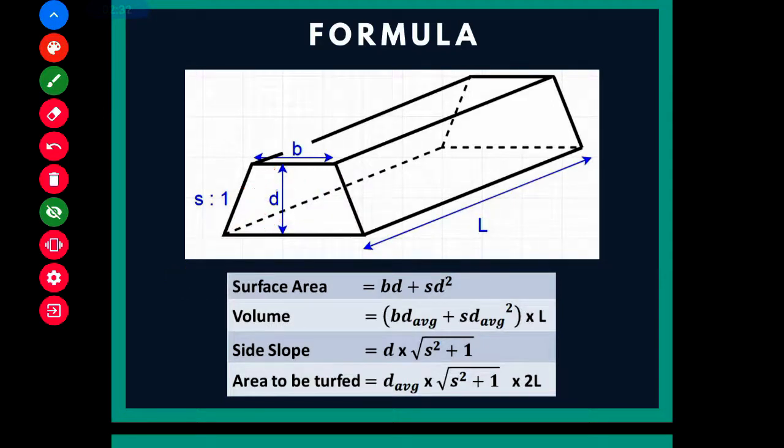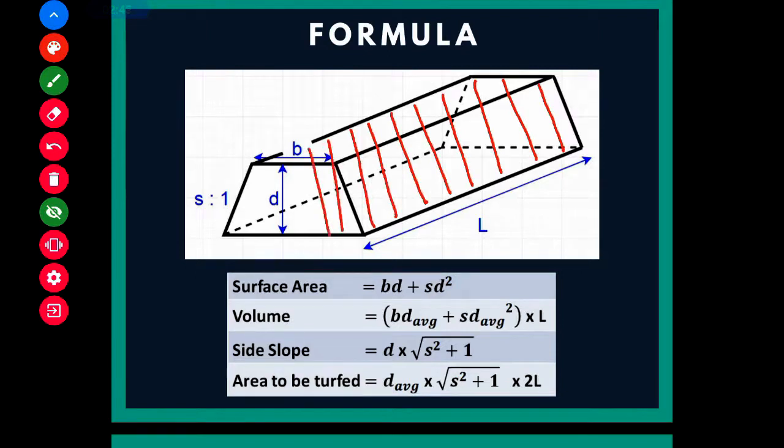Next, we have the formula for the volume. Volume means that we are going to calculate the amount of soil that we need so that we can have this embankment. The formula is volume equals B average plus S average squared, times L.